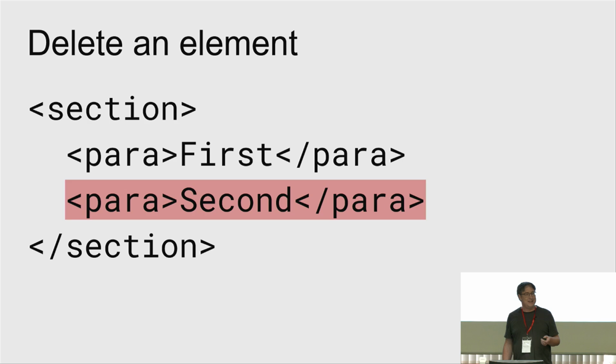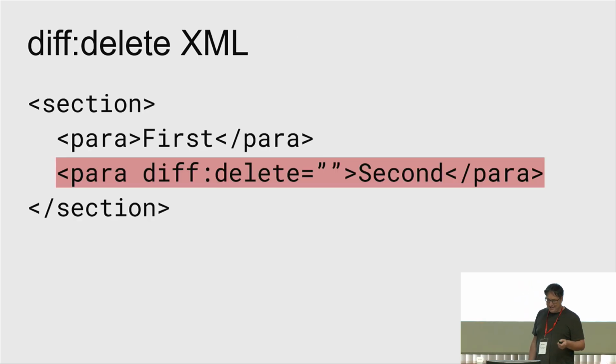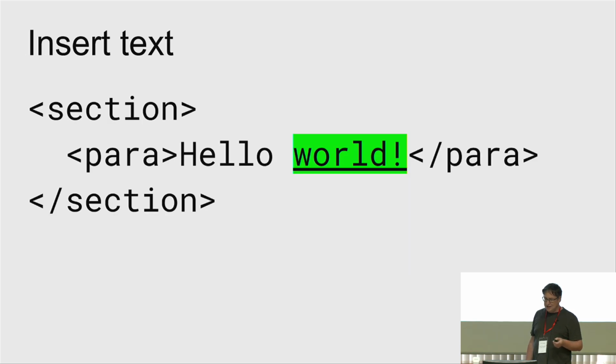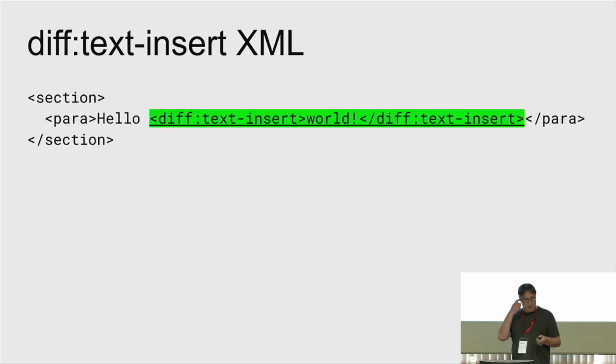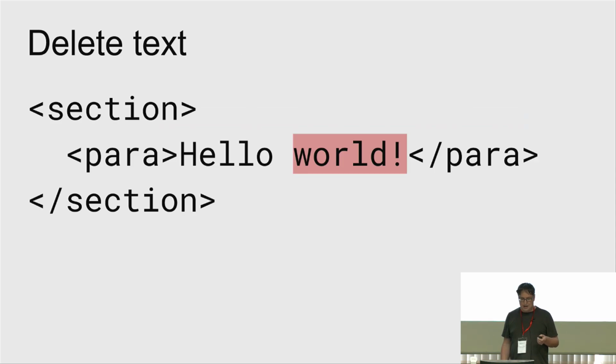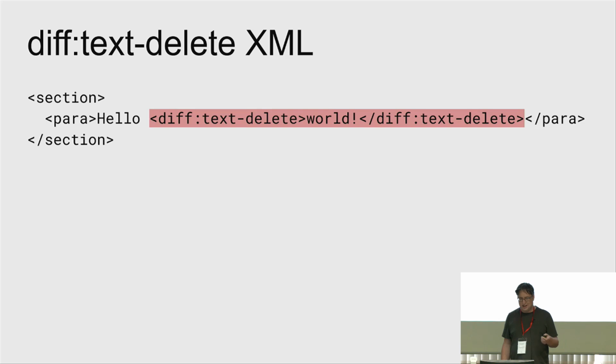Well, now we're going to delete, and that's very similar. So we just mark the element with that it's been deleted. And you can also modify text. So here we're adding the string world with the exclamation mark, and that's marked up with a text insert element just to show that that has happened. Similarly, deletion is the inverse.